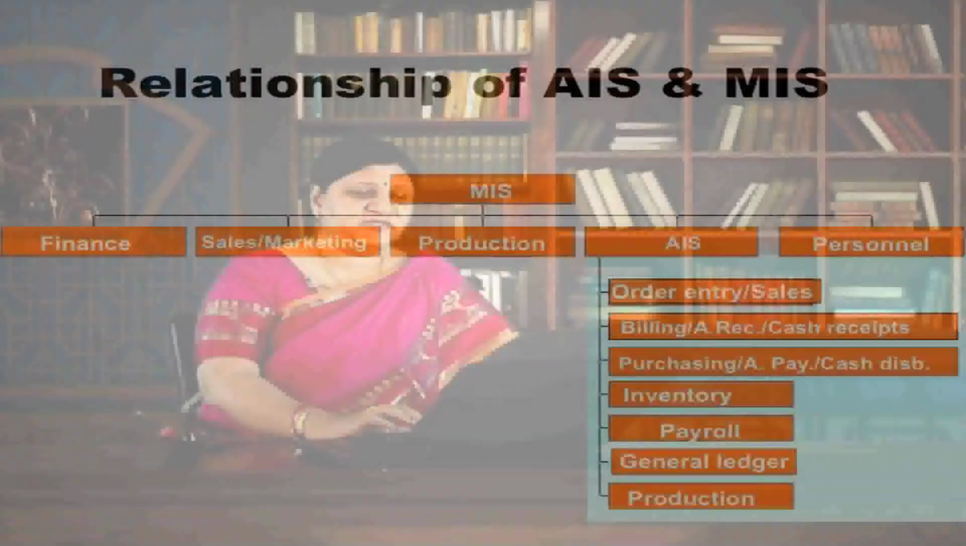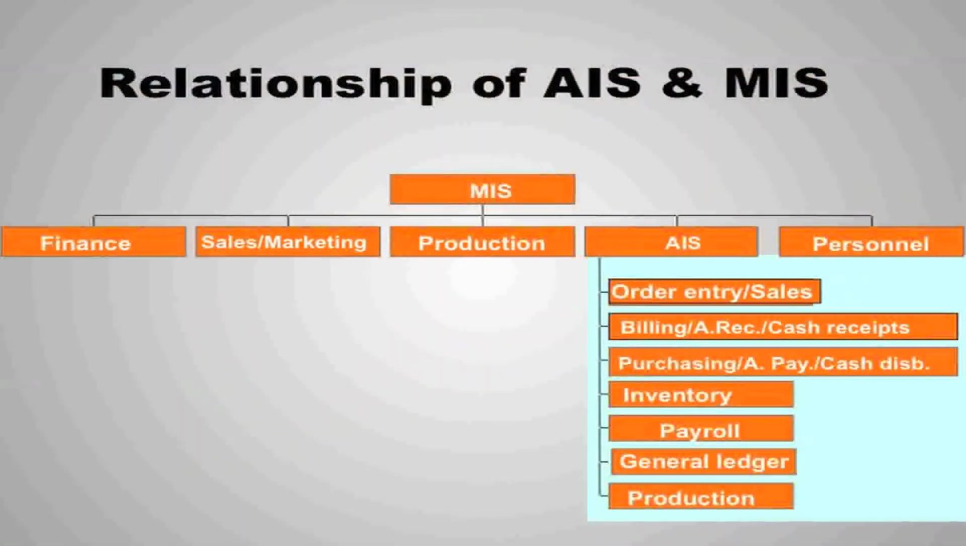Then coming to the next aspect, the relationship of AIS and MIS. We have presented a chart over here where MIS for finance, sales and marketing, production, AIS and personnel is being carried out. Here AIS is going to do order entry or sales, billing, accounts receivable, cash receipts, purchasing, accounts payable and cash disbursement reports, inventory reports, payroll, general ledger and production. So, this reporting aspect is being maintained at AIS.